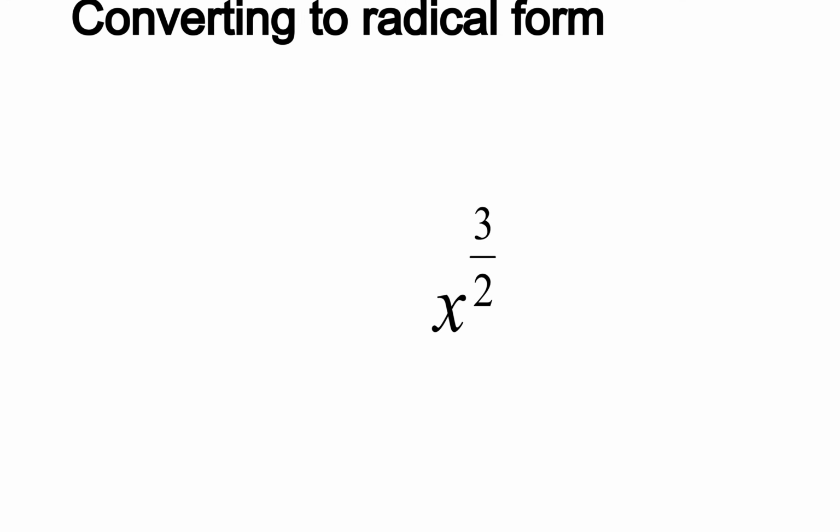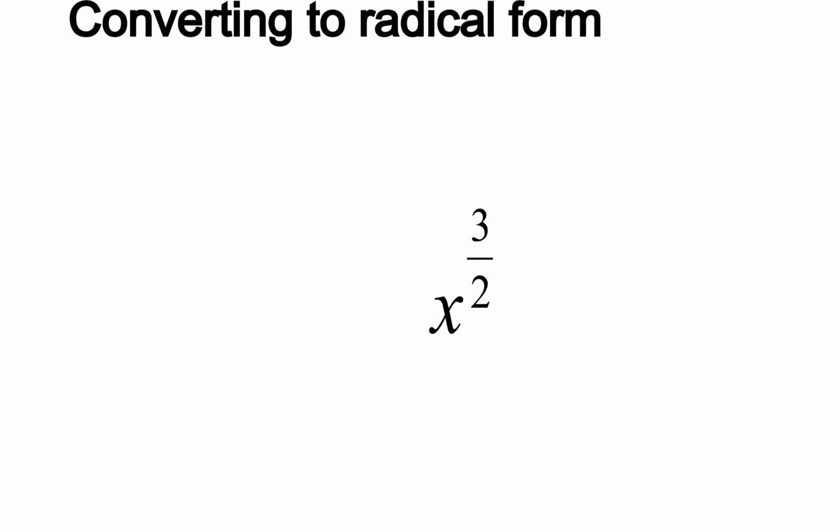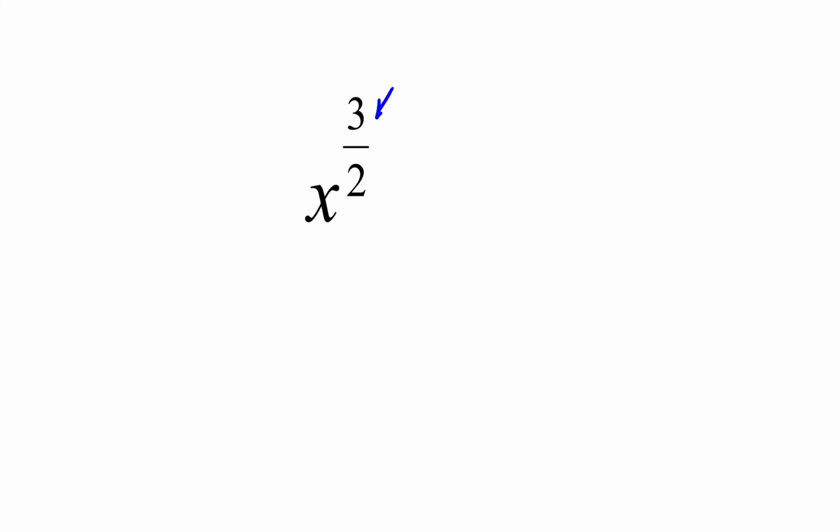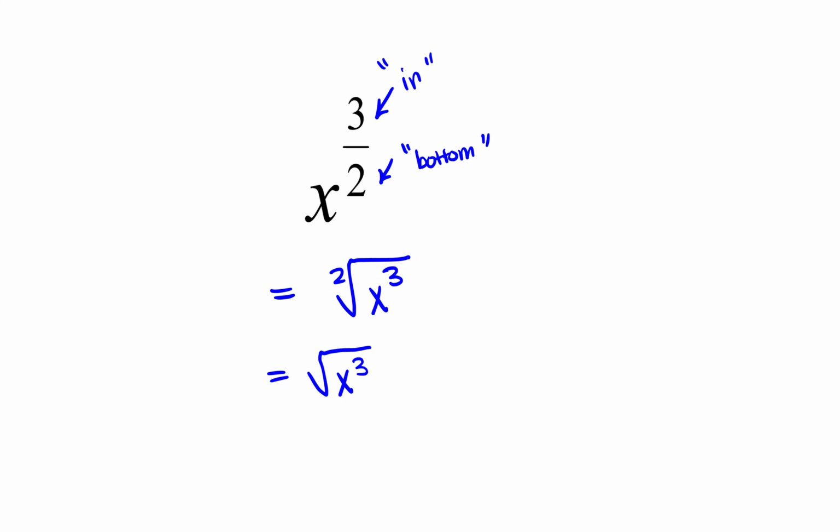Okay. And let's go ahead and apply that rule for these two next examples, converting to the radical form. So again, this is my top in, bottom out. So this is going to turn into the radical of x to the 3rd and a 2 outside. So this is what? The square root. So we have the square root of x to the 3rd as my final solution.